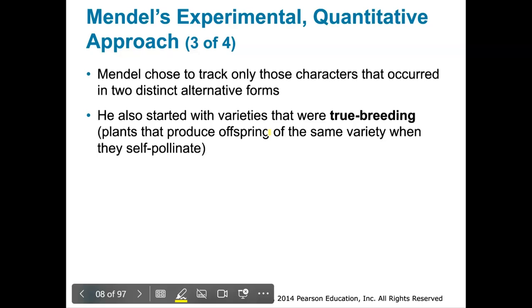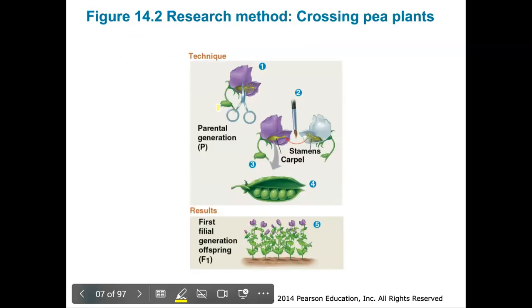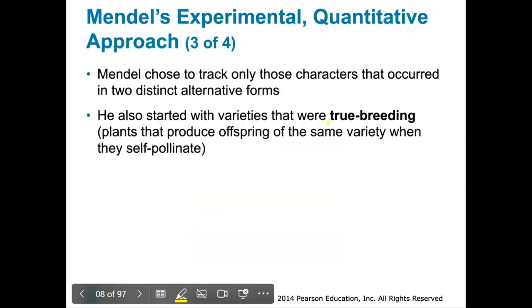Now, Gregor Mendel picked traits to study that had two distinct alternative forms. In other words, only two versions of the trait, or two alleles for the trait. The two alleles for flower color would be purple and white. Okay, so he only used true breeding varieties with the parents. The original parent plants were true breeding.